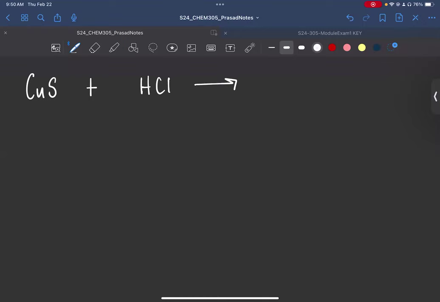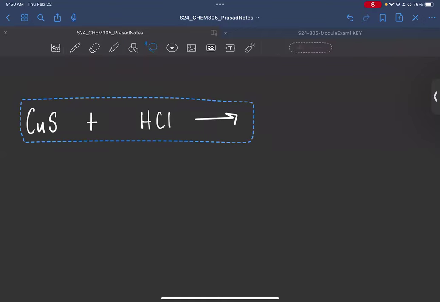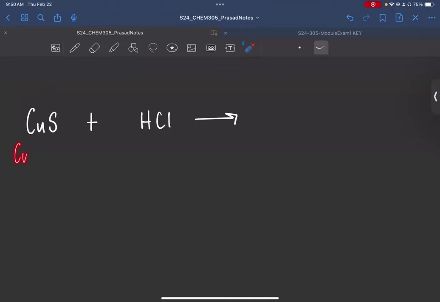Let's do the predict the products together. Looking at these compounds given here, you should be able to identify all the ions that are present. From left to right, we have copper 2 plus, sulfur 2 minus, H plus, and Cl minus. These are all the ions present. 1, 2, 3, 4. A, B, plus C, D.